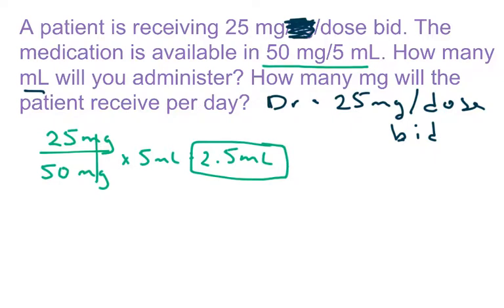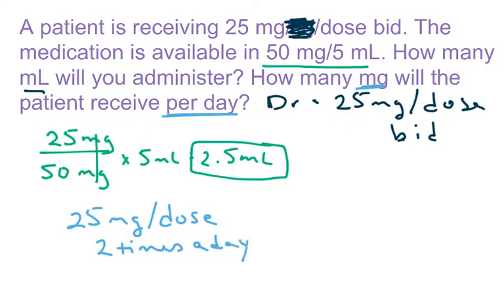Now, the second part is, you got to be very, very careful here where it says how many milligrams will the patient receive per day. Okay? This has nothing to do with your milliliters. This is specifically talking about the milligrams in his medication based on what the doctor is giving him. Well, the doctor is giving him 25 milligrams every dose, and BID means 2 times a day. So think about that. If he's getting 25 milligrams per dose and he's getting that twice a day, how many milligrams is that per day? So you just do 25 milligrams times twice a day, and you would get 50 milligrams per day.